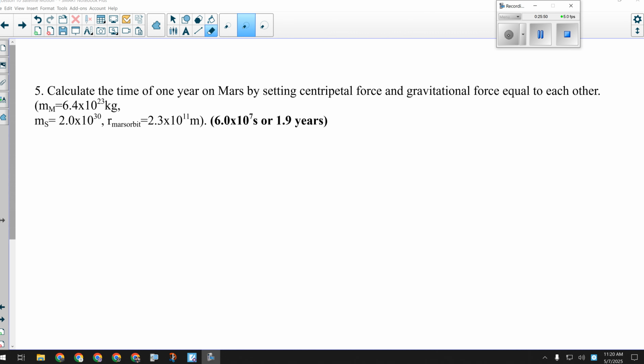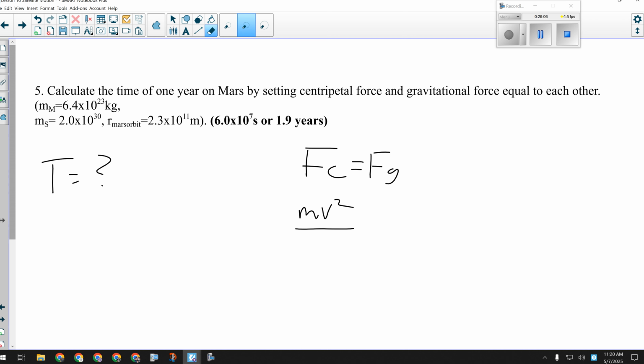If we want to calculate the time of 1 year on Mars, that's the orbital period of Mars, so we're looking for big T. That's our question mark. We do know that Mars is a satellite of the sun, so we can set it up like this. mv squared over r, this will be the mass of Mars, equals big G times the mass of the sun times the mass of Mars over the radius of Mars's orbit squared. So this is the same r on both sides.